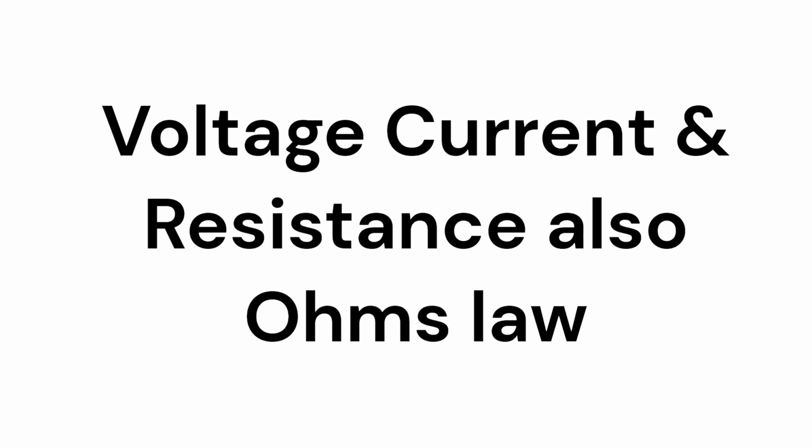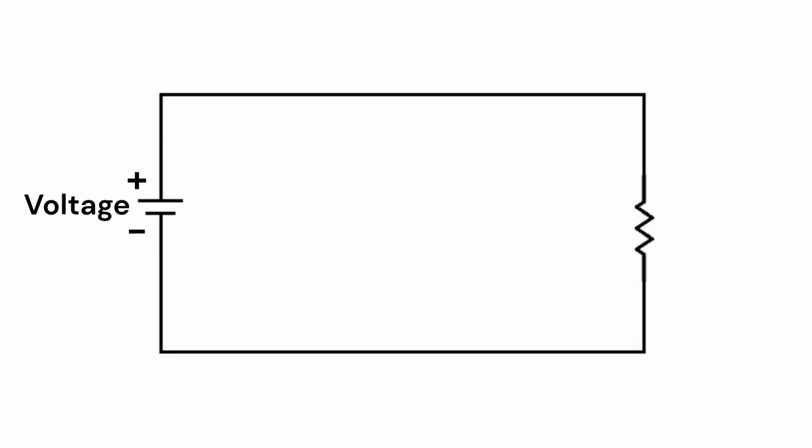Hello, let's discuss voltage, current, resistance, and also Ohm's law in this video. Voltage is the force where electrons get pushed. Current is the flow of electrons. Resistance is where the electrons get restricted when they move along the conductor.